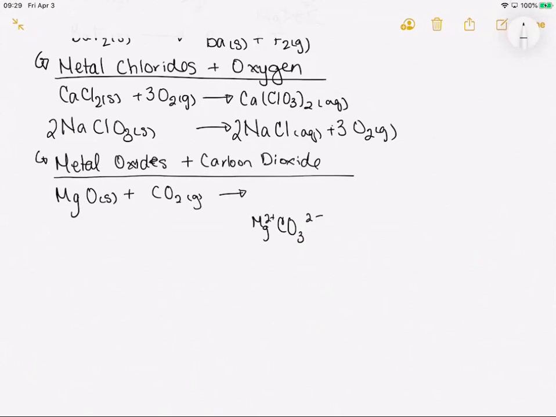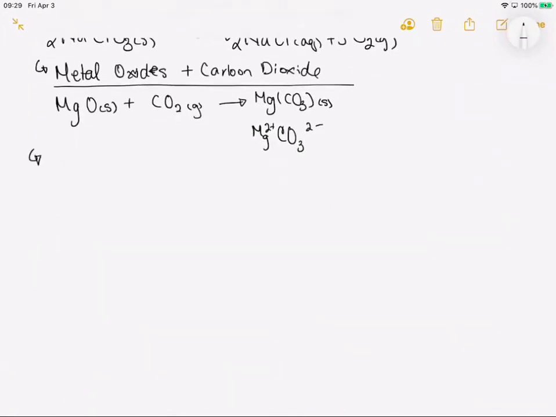So when they balance out together, we're going to have a 1-to-1 ratio, and so it's going to be magnesium carbonate, and that will be a solid. Or it could be aqueous, I'm not too sure. Probably aqueous, but it doesn't matter for that one. All right, so metal oxides plus carbon dioxide, they form metal carbonates.